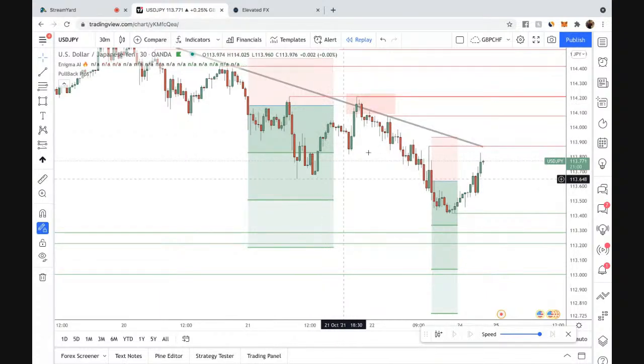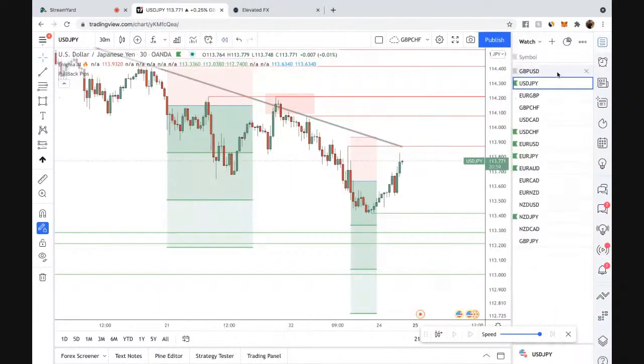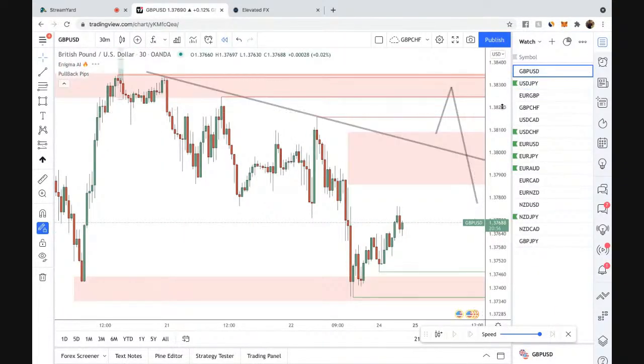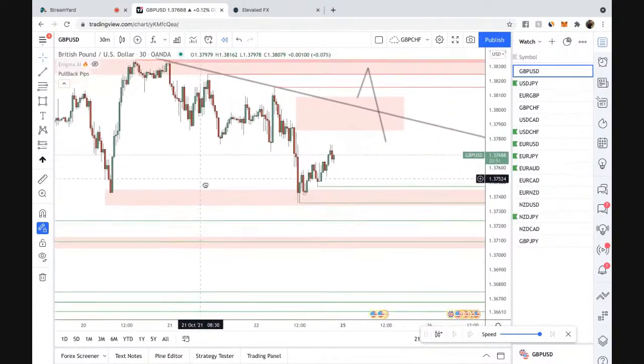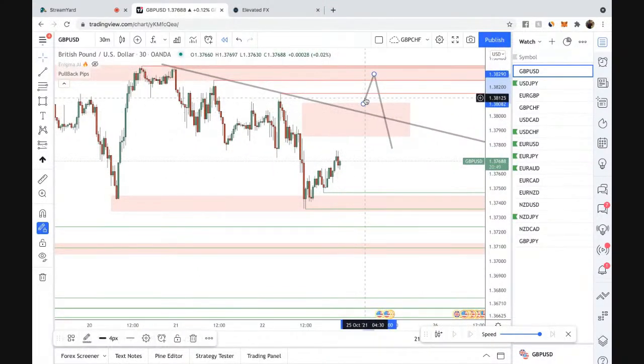So that was the first flow, but we'll talk about UJ next. But let's get into GU, just because right now the only thing I want to see on this is this rejection right here.